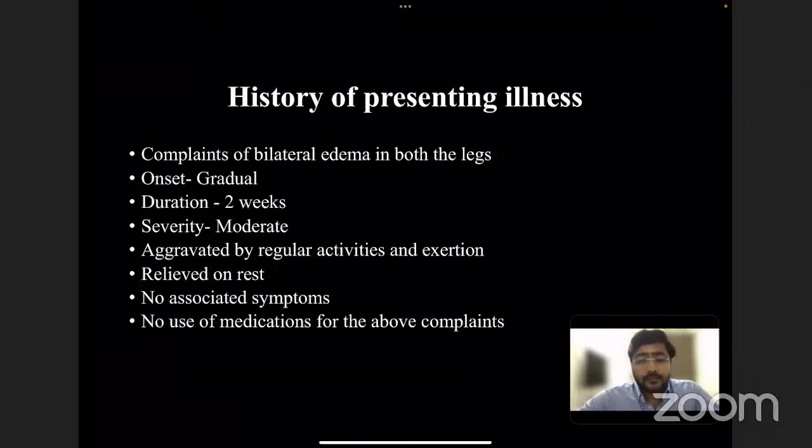History of presenting illness. She has a history of bilateral edema in both the legs. The onset of edema was gradual and it has lasted for the past 2 weeks. The severity is moderate and it's aggravated by regular activities and exertion, and relieved on rest. There are no associated symptoms and no use of medications for the above complaints.